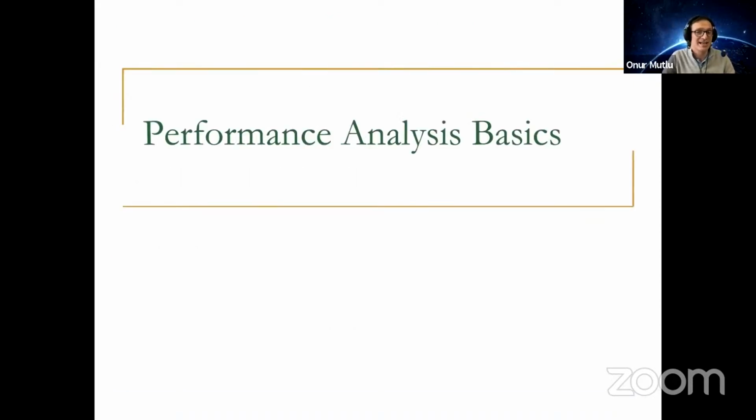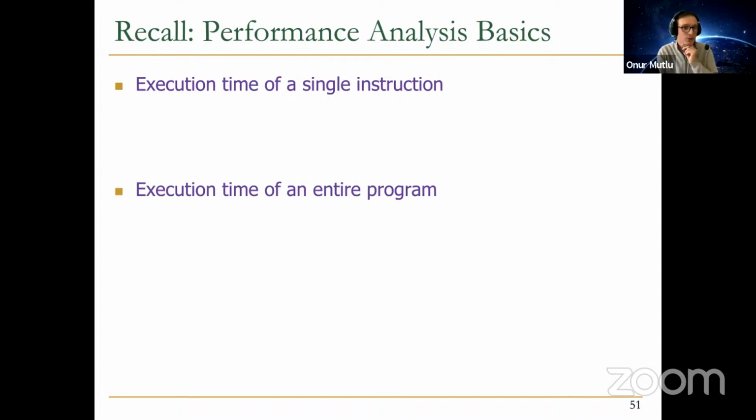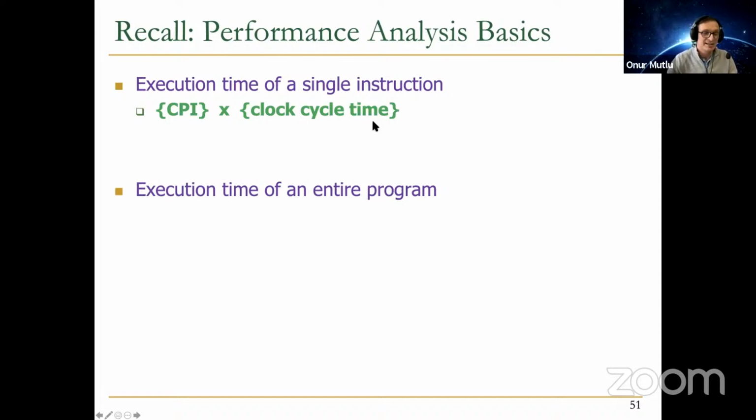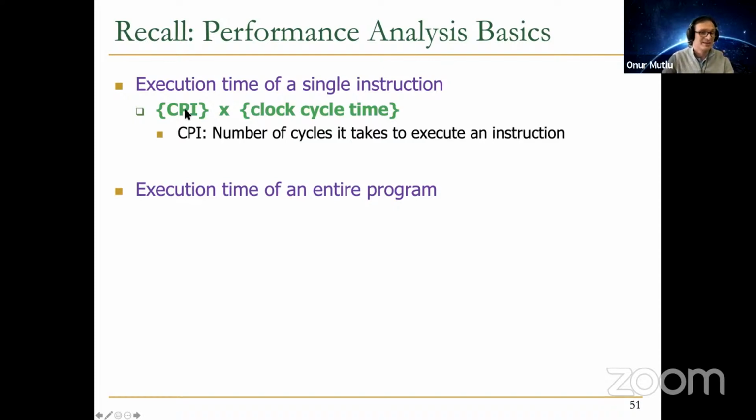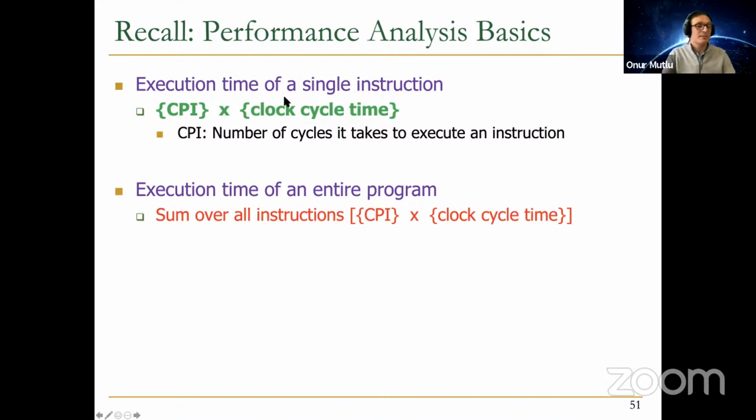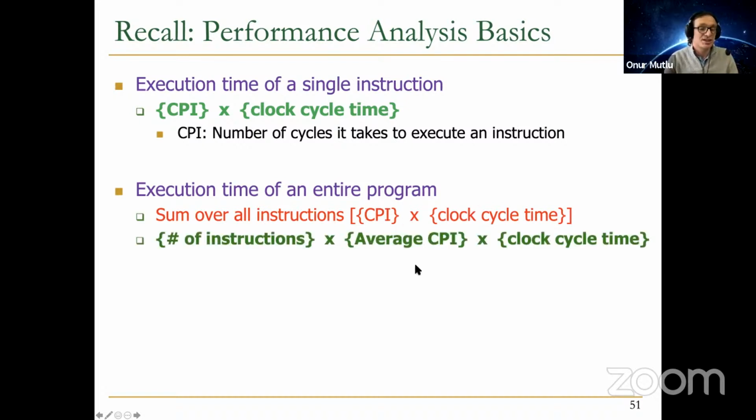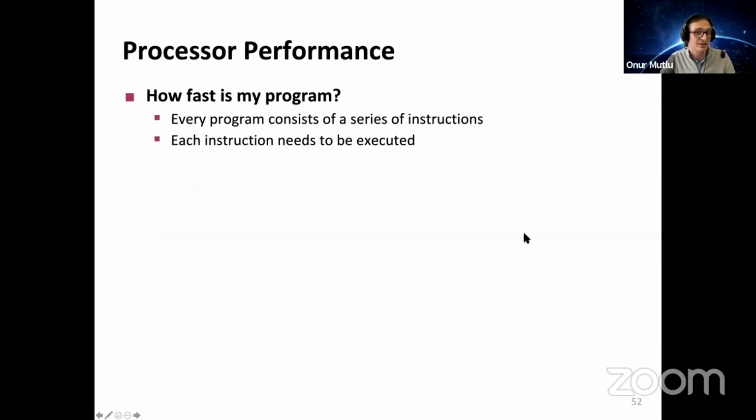Let's talk about performance analysis basics. I've already given you this earlier, but recall that execution time of a single instruction is cycles per instruction times clock cycle time. In a single cycle microarchitecture, cycles per instruction is always 1, but clock cycle time is going to be long. Execution time of an entire program is the sum over all instructions that you're running of this value, cycles per instruction times clock cycle time. In other words, number of instructions times the average cycles per instruction times clock cycle time. We're going to revisit this later on also.